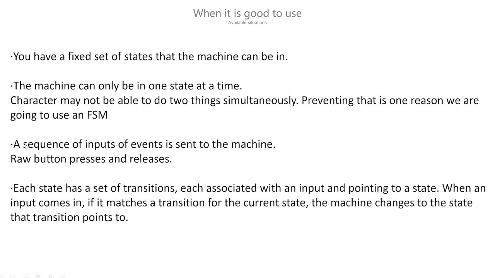And a sequence of inputs or events is sent to the machine, just like a row of button presses and releases. Each state has a set of transitions, each associated with an input and pointing to a state. When an input comes in, if it matches a transition for the current state, the machine changes to the state that transition points to.